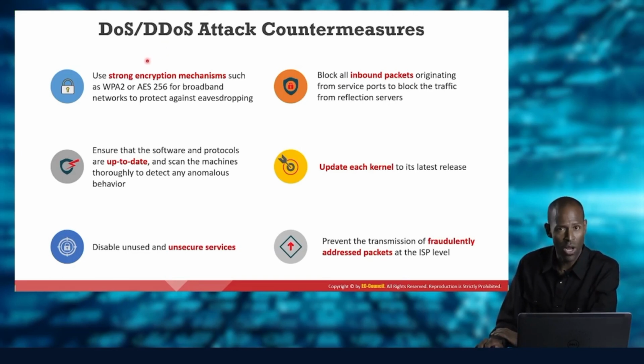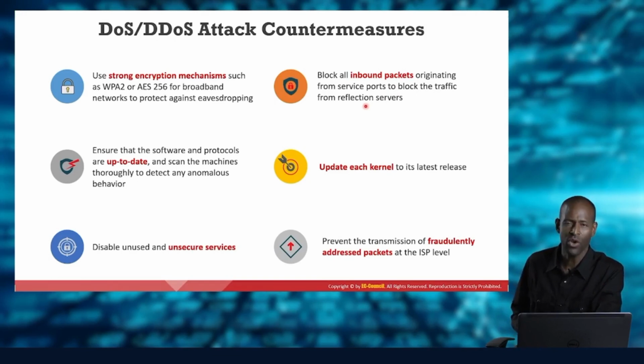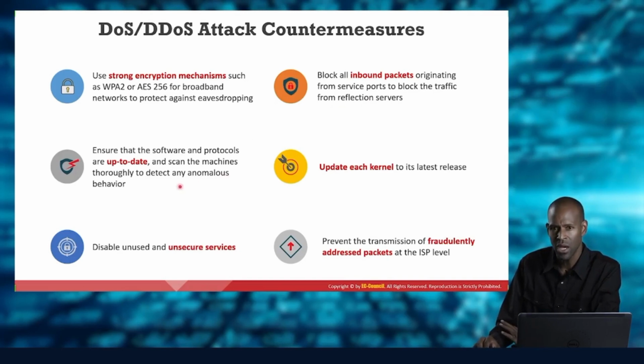And we see here one of those, strong encryption, WPA2, WPA3, the best encryption you can afford. The other one is block all inbound packets originating from service ports. You want to block the traffic from reflection servers. So be careful to only allow traffic that has been trusted for your network.